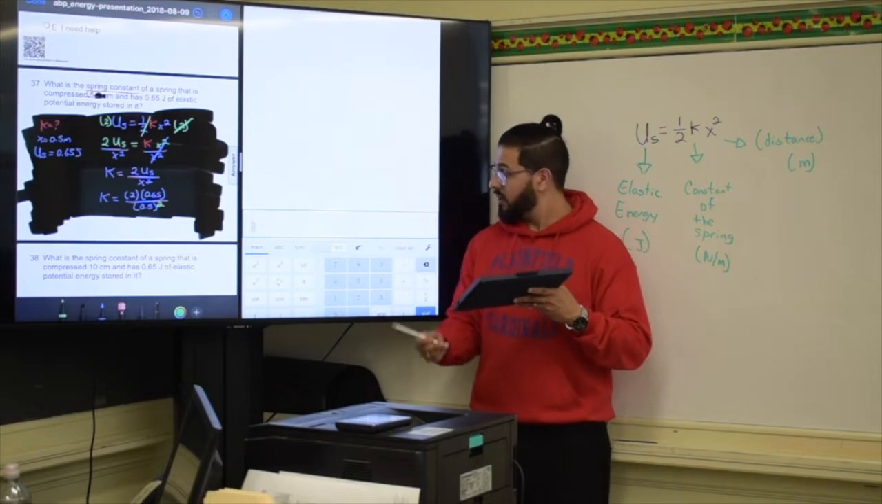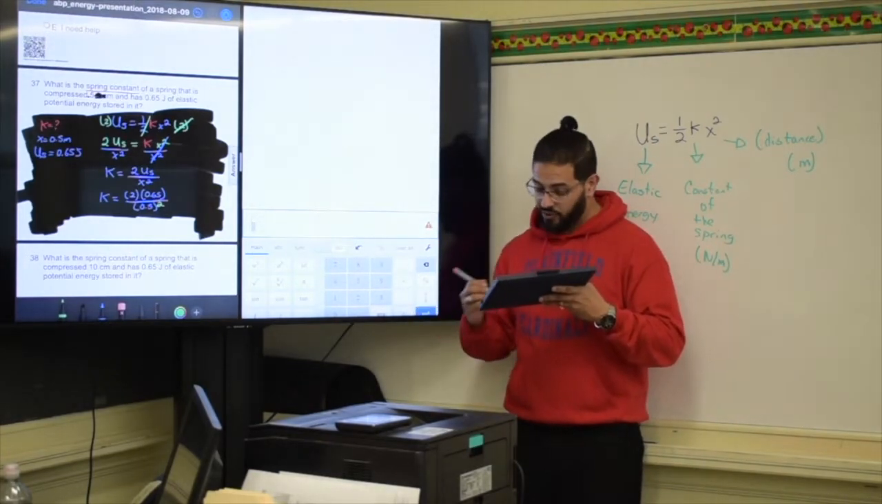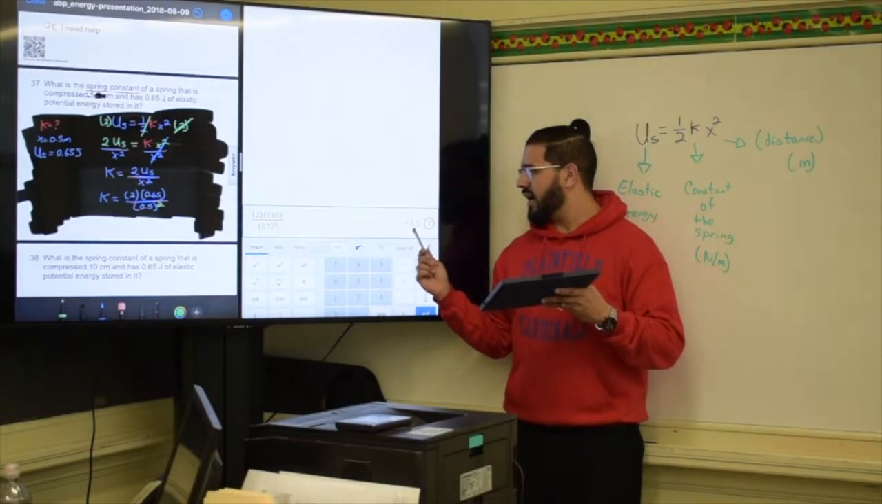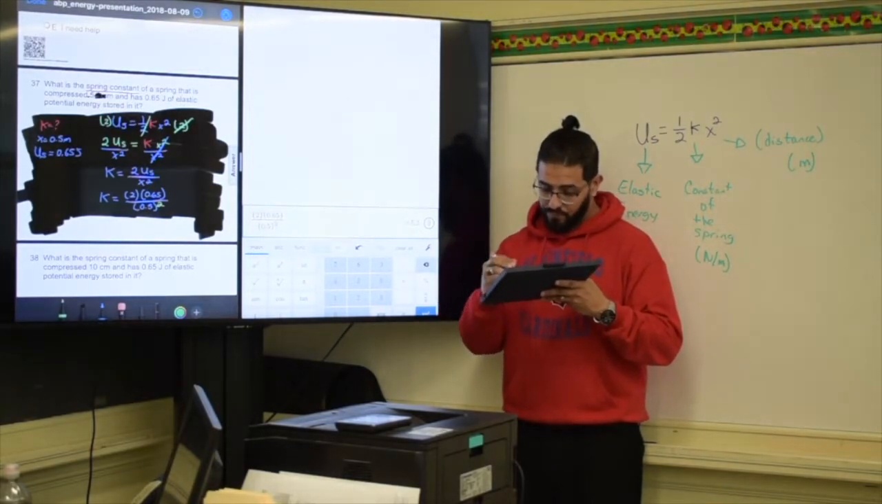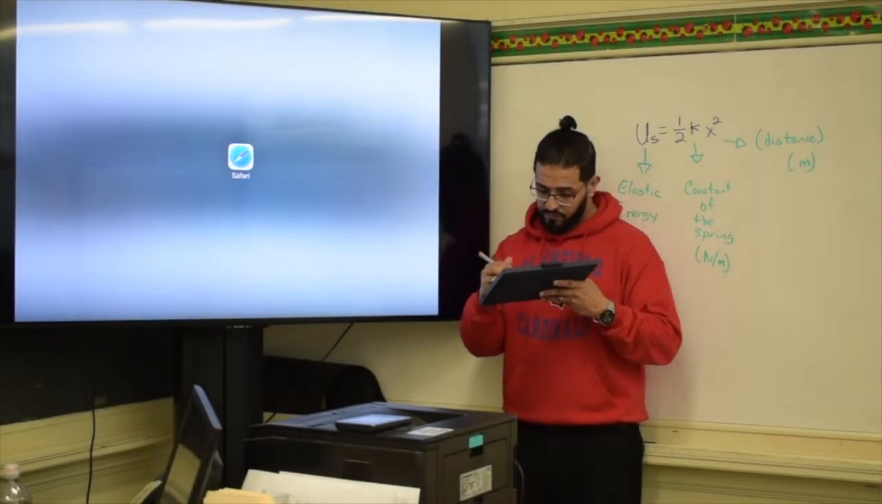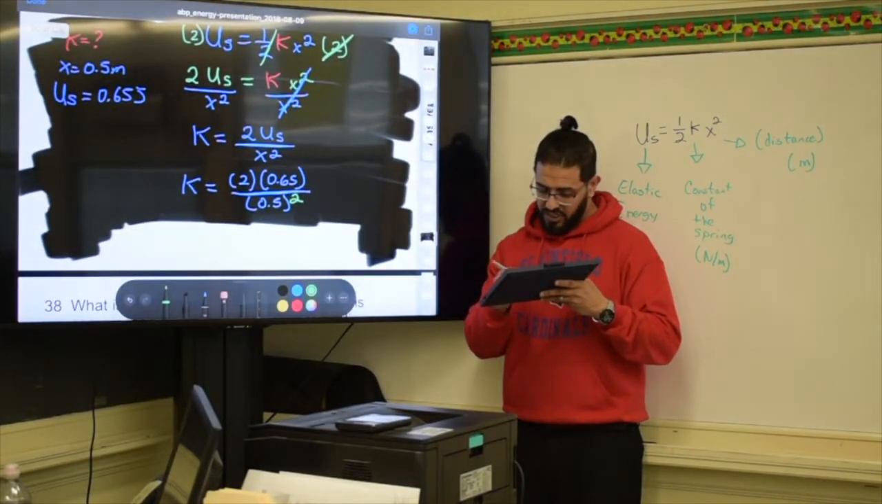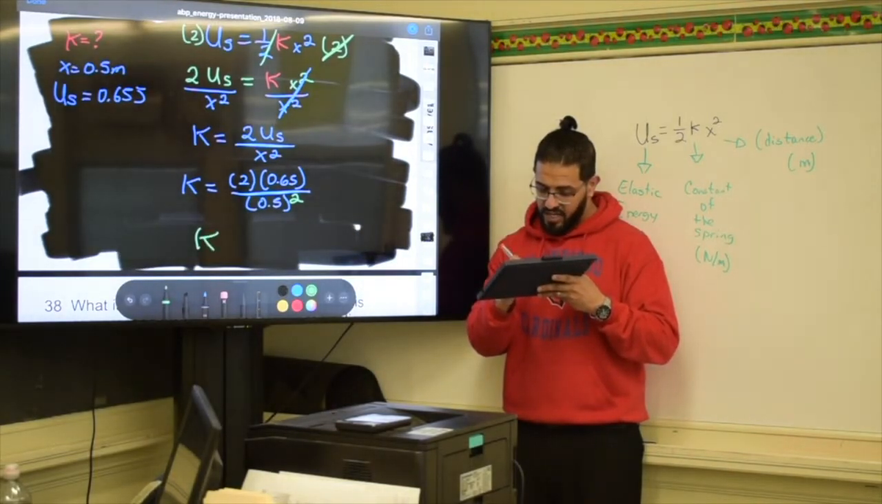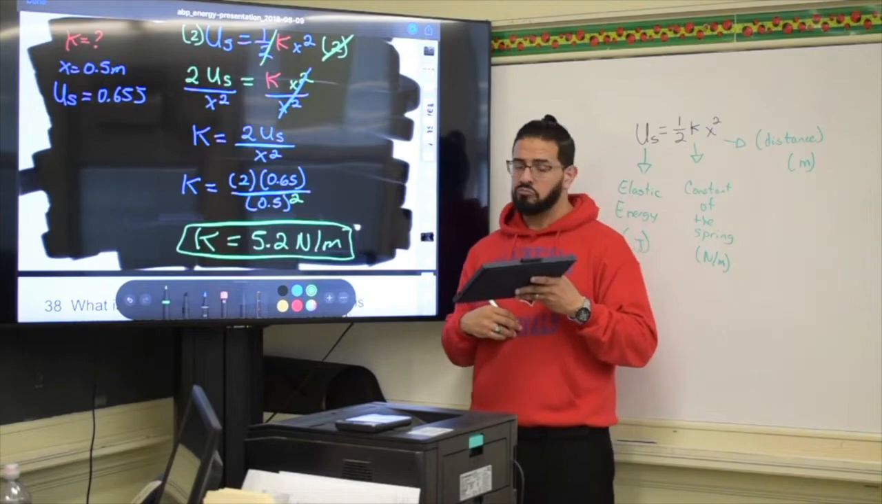And we have a fraction. We have 2 multiplied by 0.65 and divided by 0.5 squared, and the answer that I have is 5.2. For this one, we have that K is going to be 5.2, and the unit is newtons per meter.